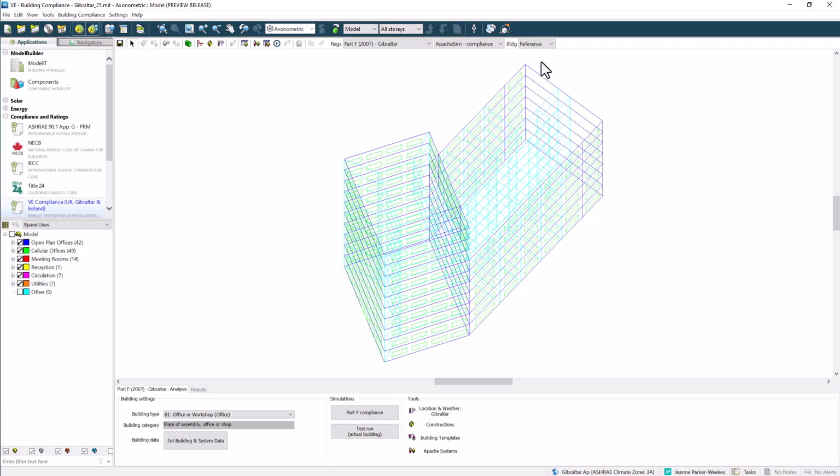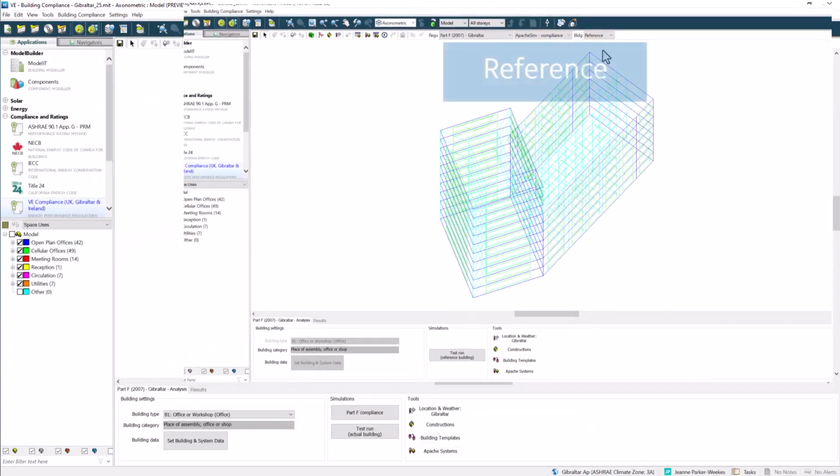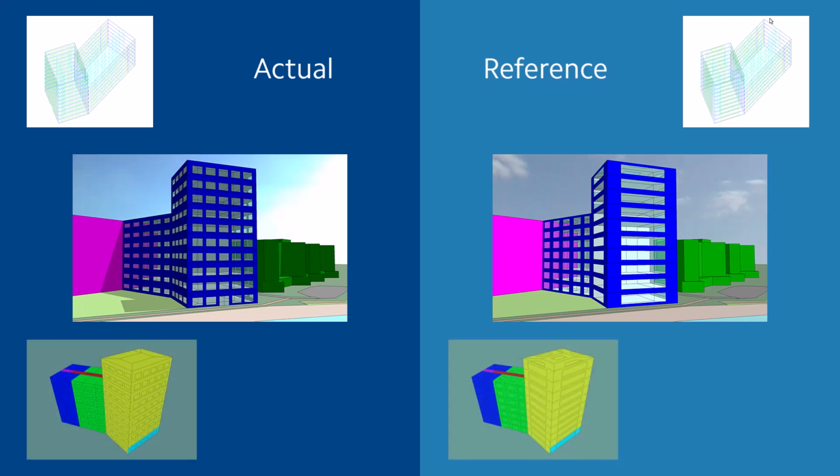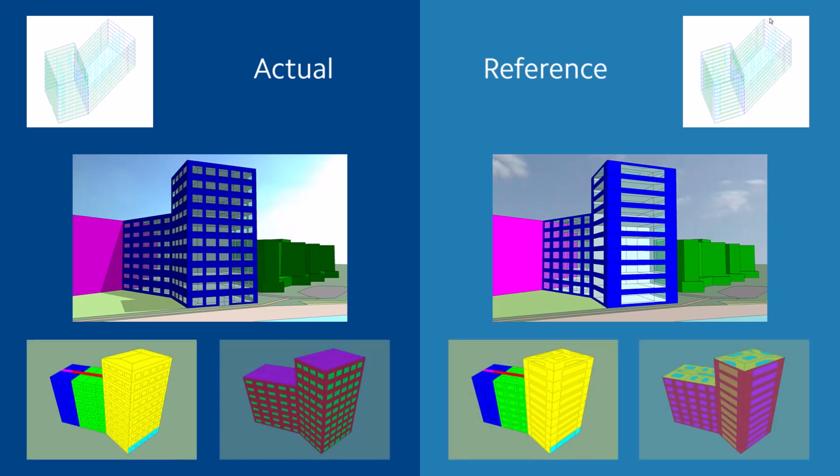It can be useful to look at the models for both the actual and the reference buildings to check the differences between these models. Both the geometry and the data assigned to both models, the constructions, templates, systems, etc.